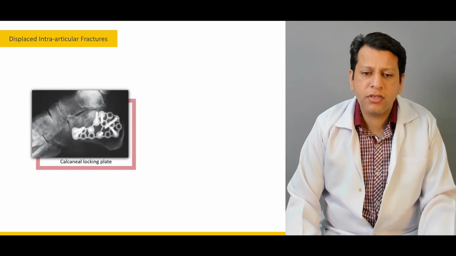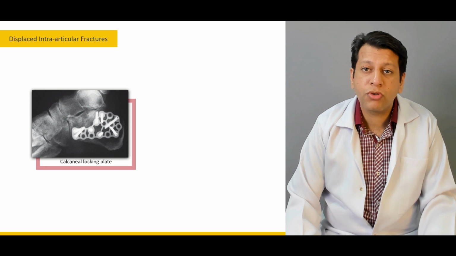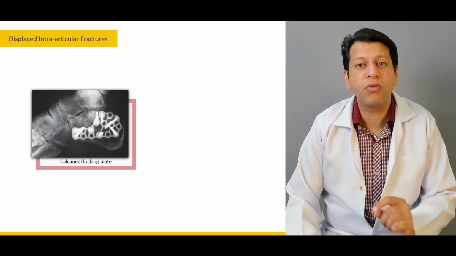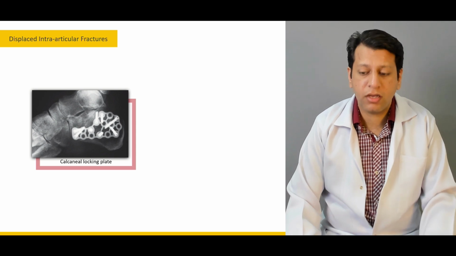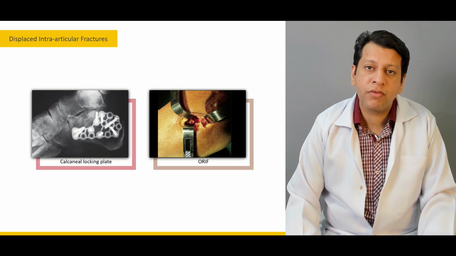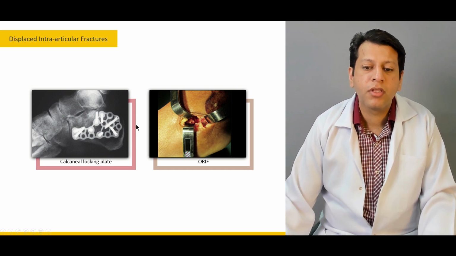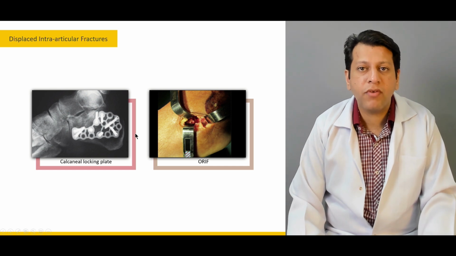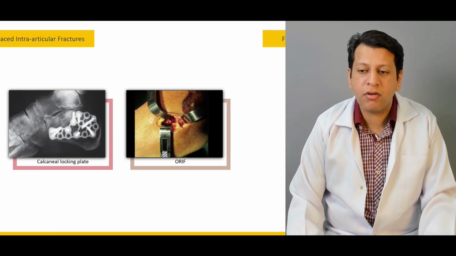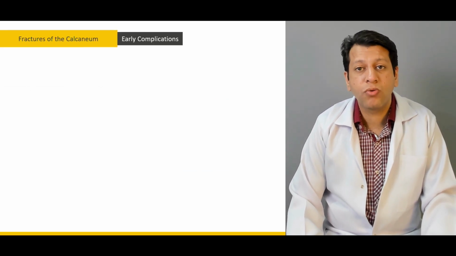If it's a displaced intra-articular fracture, as I told you, what's important is to restore the anatomy of the subtalar joint and restore the height of the calcaneum. That should be the goal of treatment of the calcaneum fracture. And then usually I have to go for open reduction internal fixation with a locking plate. These are called calcaneum plates, or even screws or K-wires are sometimes enough for displaced intra-articular fractures.